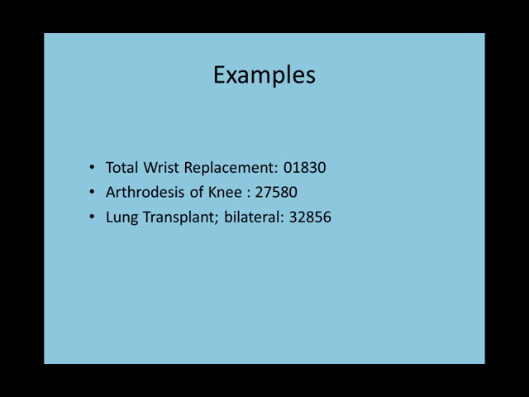Some examples. When you're looking up a CPT code, you're going to look up the main term or the subterm, basically the same as you would an ICD-9 code. Once again, I'm using the 2006 version of the CPT code book. Second example, arthrodesis of knee. You're going to go to arthrodesis, and then you're going to go down and find knee, and you're going to cross-reference that to the code 27580. The third example I give you is lung transplant bilateral. You're going to want to go under transplant, lung, and then when you cross-reference that, you'll see where it gives you an option for bilateral, and the answer to that is 32856.